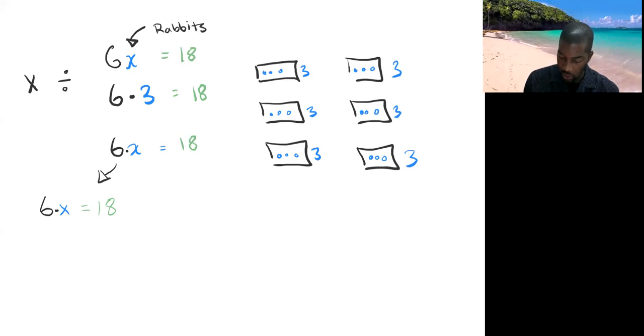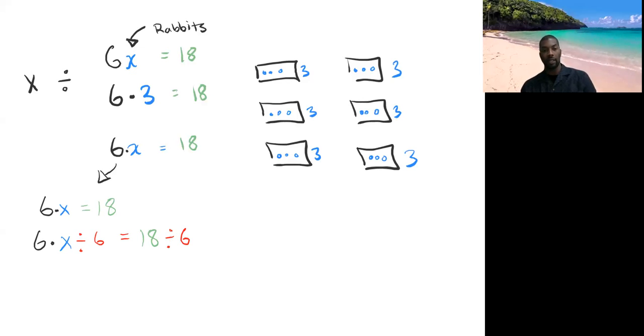So I could do, sorry, 1 second. I'm trying to get this right. There we go. 6 multiplied by x, and then I divide by 6. What I do to one side, I must also do to the other. So I divide 6 on both sides.